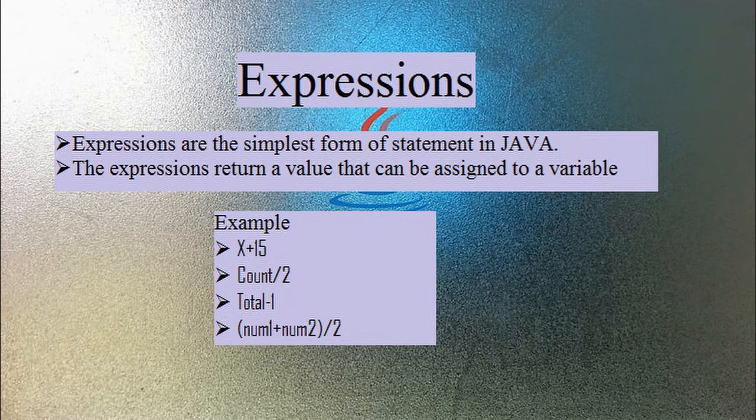Before looking at operators, we will see what an expression is. Expressions are the simplest form of statement in Java. An expression returns a value that can be assigned to a variable. For example, x plus 15, count by 2, total minus 1, num1 plus num2 by 2.